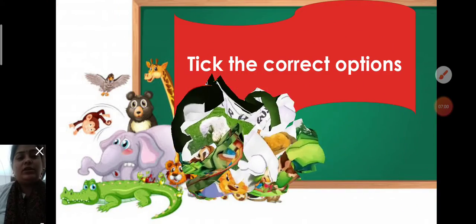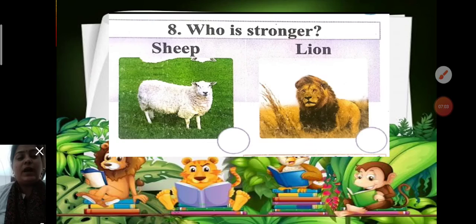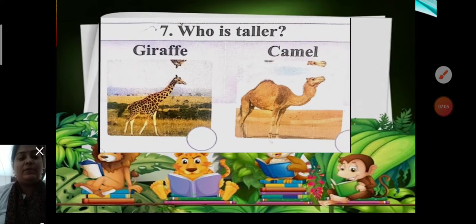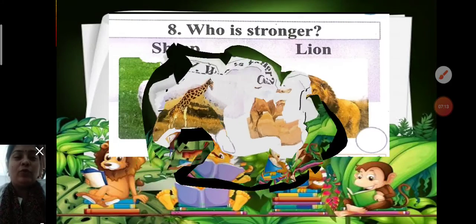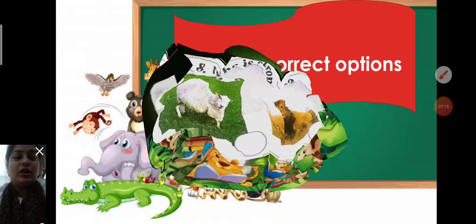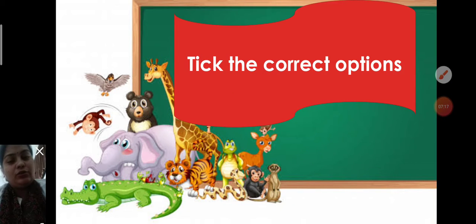So children, these are the comparisons. You will have to tick the correct option. You just compare the two pictures, and then after that you will write. Now children, you will do one more thing, that is to choose the correct option. There will also be two options. Children, you will have to tick the correct one.